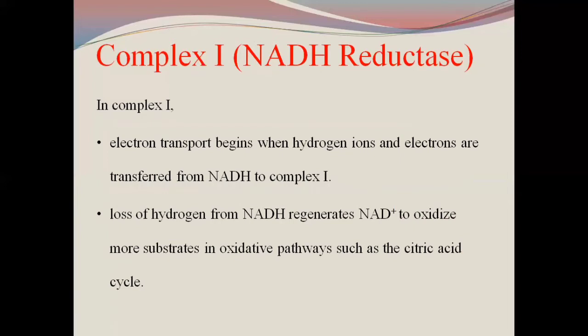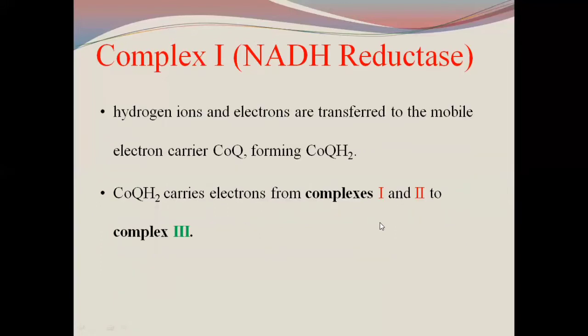So what will complex 1 do? In complex 1, the NADH will transfer its electrons to complex 1 and will be oxidized to NAD, right? When NADH gives its electrons to complex 1, these electrons will be transported to coenzyme Q, right? Coenzyme Q will take these electrons and get reduced.